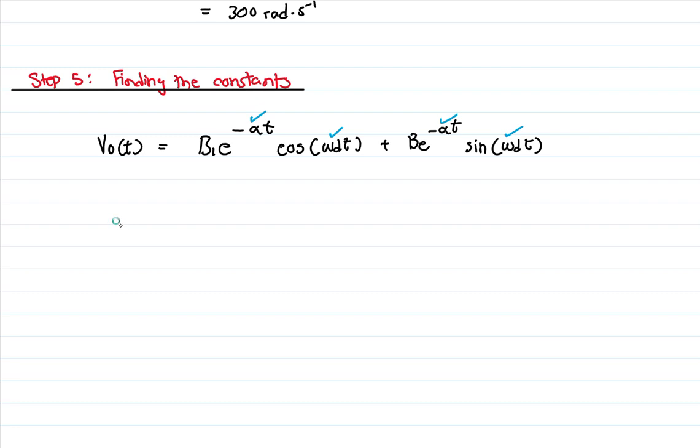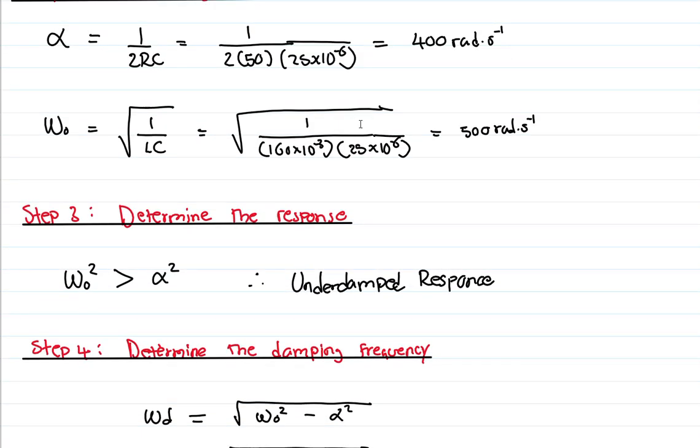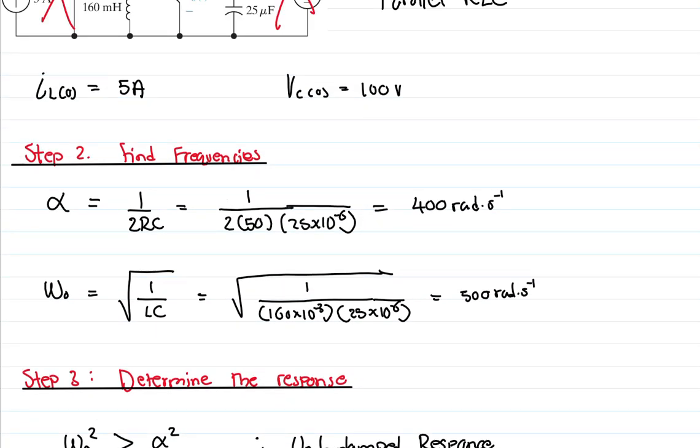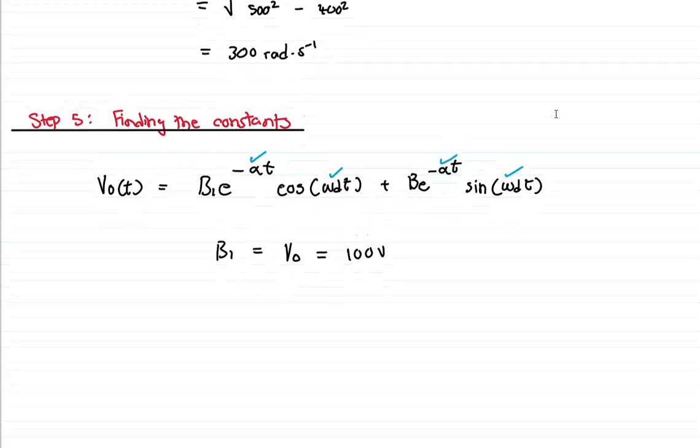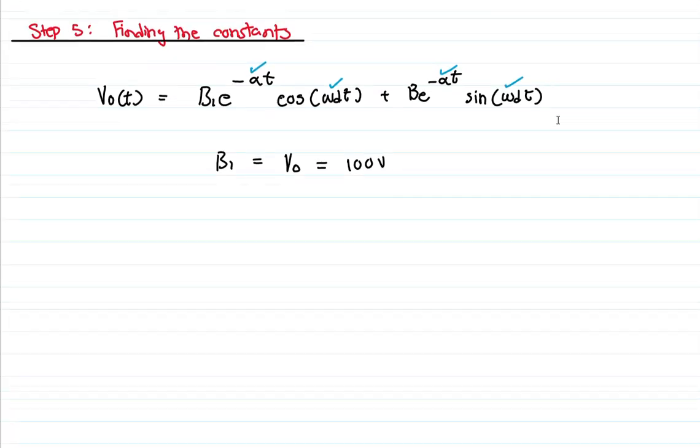So for the parallel response, B1 is equal to the initial capacitor voltage VO, which is equal to 100 volts. We found that previously. So we already have B1.